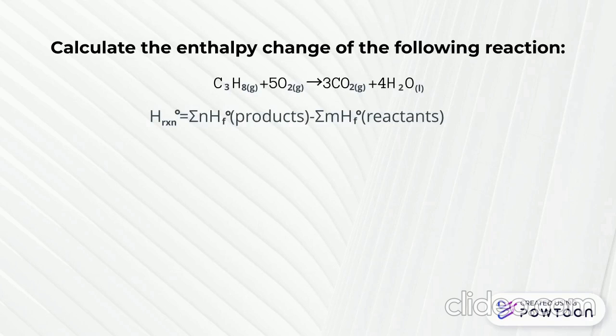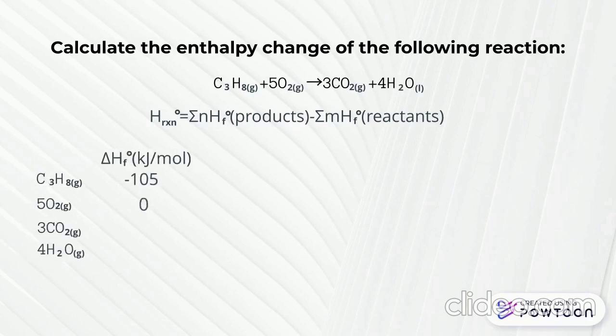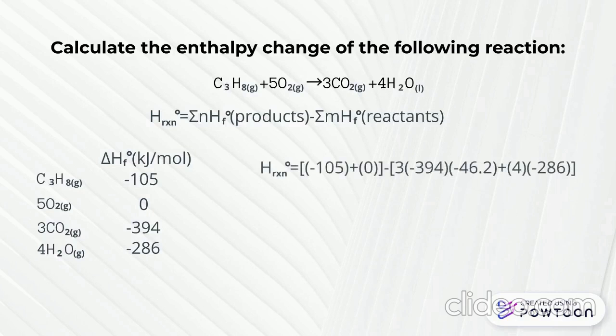With this, we need the standard enthalpy change of formation values. So for propane, it's negative 105 kilojoules per mole. Oxygen is 0 because it is an element. Carbon dioxide is negative 394 kilojoules per mole, and water is negative 286 kilojoules per mole.